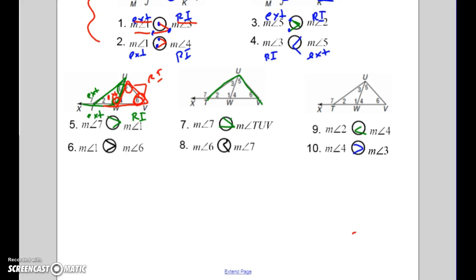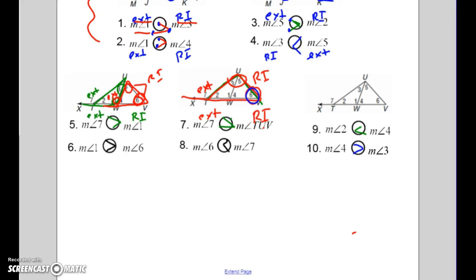Okay, so on this one, number 7. Angle 7 is on the outside, that's my exterior, and then we're comparing it to TUV. That means I'm going to look at this big triangle here, and this angle would be my remote interiors. Remember, your exterior is always bigger than your remote interior. And then the final one, angle 6. Here, angle 6 is still a remote interior compared to angle 7. So angle 7 is greater.